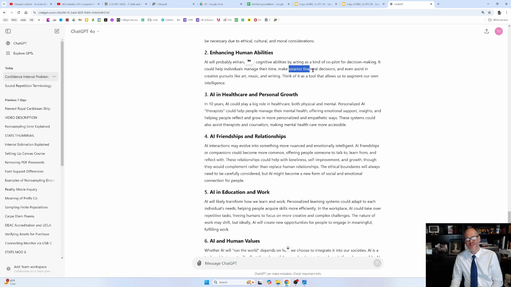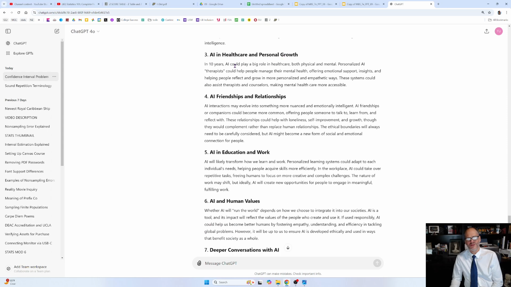Make smarter financial decisions. Quit going for those long shots. This is where you need to spend your time. Put your money here. Assist in creative pursuits like art, music, and writing. That's amazing. It's a tool that allows us to augment our own intelligence.